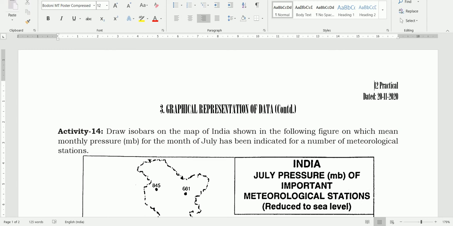Again, let me remind you, this isoplate is derived from iso, meaning equal, and plate meaning lines. So an isoplate is an imaginary line which joins places of equal values. Today we shall learn how to draw isobars on the map of India. Isobar means an imaginary line joining places having equal pressure.